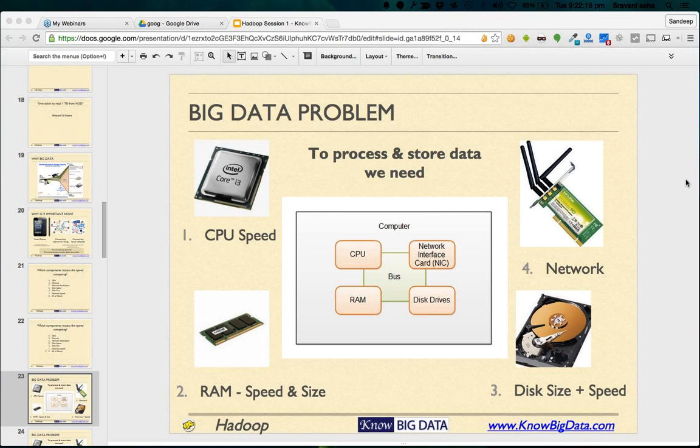CPU is actually fast enough. Now the second problem is the RAM. The second component that matters is RAM. And what is RAM? RAM is a component in the computer from which the CPU reads and writes.